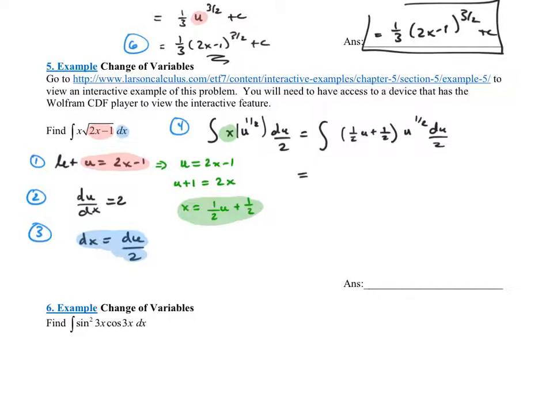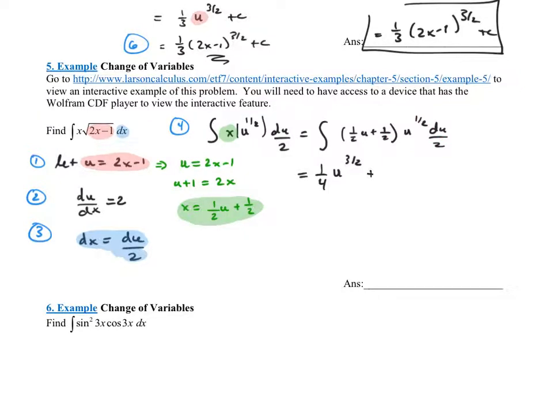So I'm going to do u to the 1/2 over 2 times 1/2 u. So that would be u to the 1 times u to the 1/2. If you add the powers, you would end up with u to the 3/2. And then 1/2 times 1/2 would be 1/4. So distributing that u to the 1/2 over 2 to the first term, I would have 1/4 u to the 3/2.